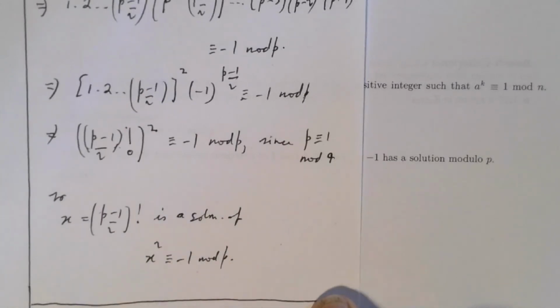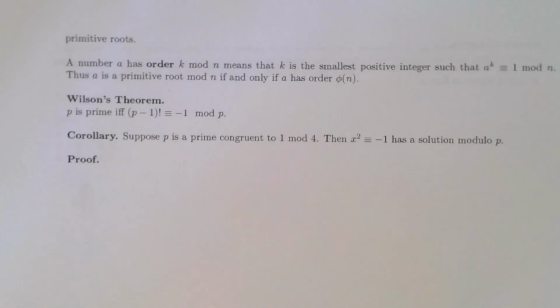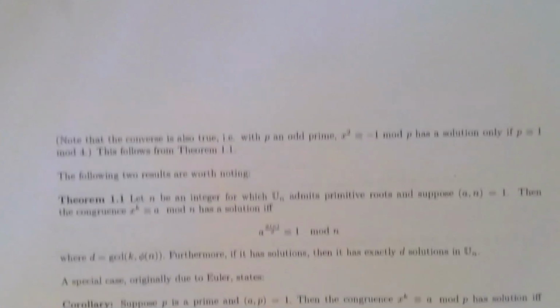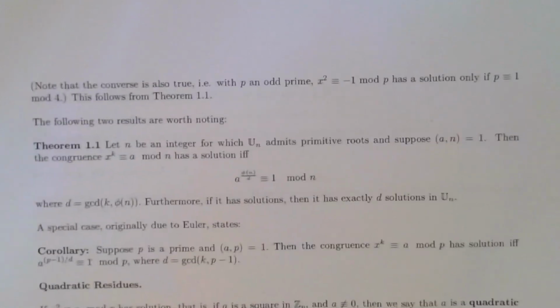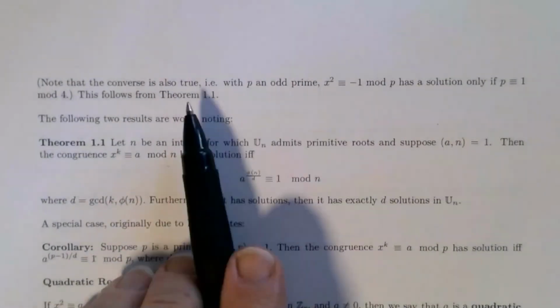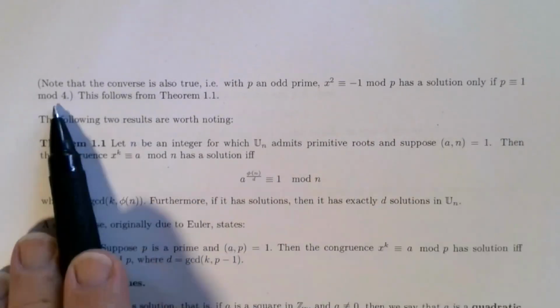And so there is a nice little proof that you can take the square root of minus 1 if p is a 1 mod 4 prime. And I'll leave you to check that if p is a 3 mod 4 prime, then this doesn't work. If p is a 3 mod 4 prime, you can show that you get a contradiction there. So this brings us to our corollary. We just note that the converse is also true, i.e. if p is an odd prime, then x squared congruent to minus 1 has a solution only if p is 1 mod 4.